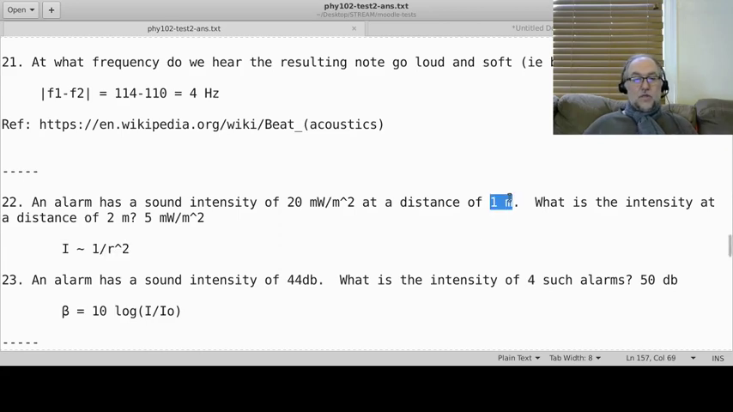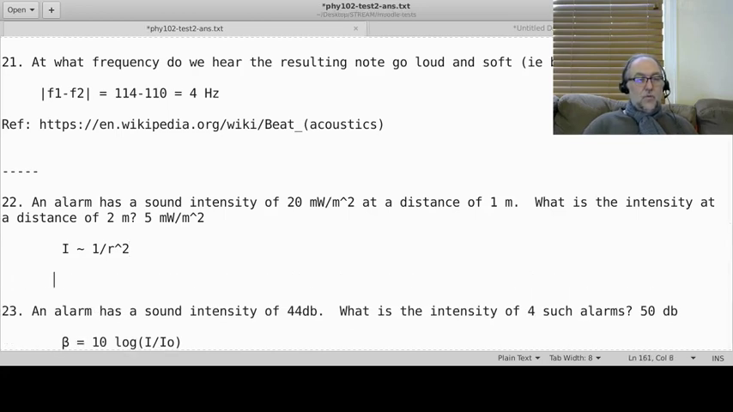Basically, if you're going from 1 meter to 2 meters, what are you doing? You're doubling your radius. So if your radius doubles, then the intensity will decrease by a factor of 1 divided by 2 squared. In other words, it'll be 1/4 the intensity. Why? Because the intensity decreases as r squared. So if it's twice as far, it's going to be twice squared, or 1/4 the intensity.